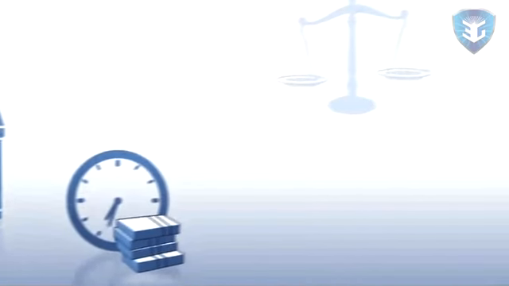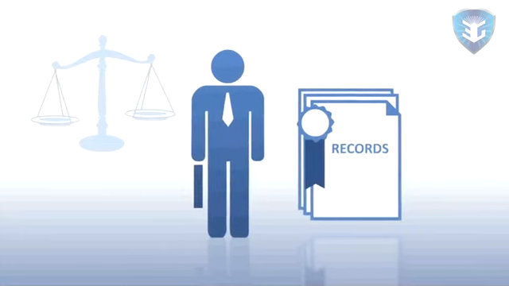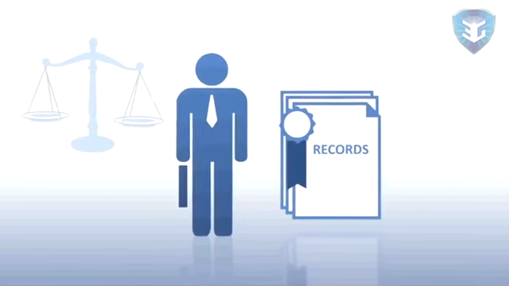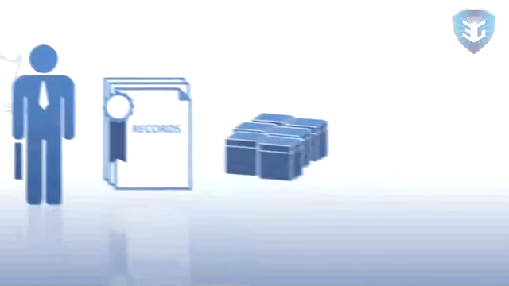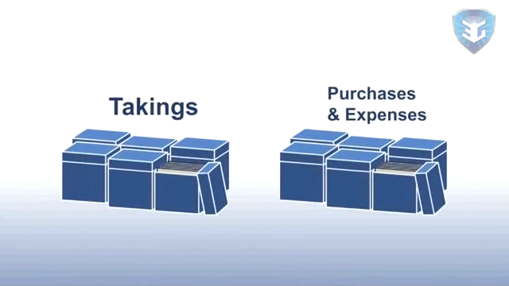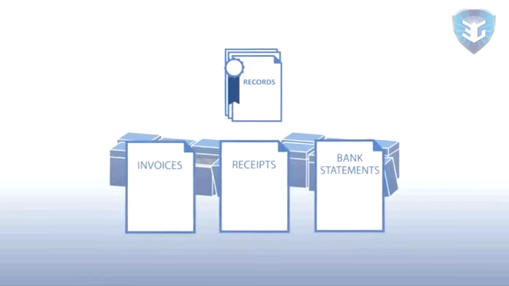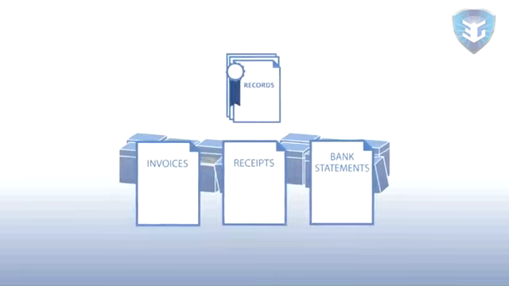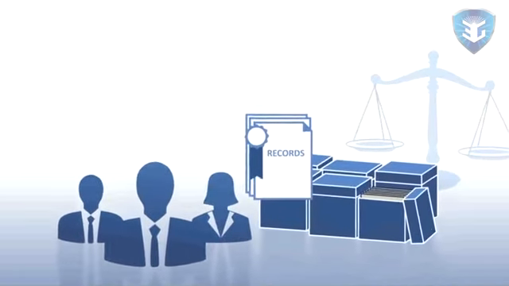Keeping good records is a key part of running a business. A good rule of thumb is to keep all the information that supports the figures on your tax return for at least 6 years. This means you must record your takings and expenses and keep copies of invoices, receipts and bank statements. But you'll find that doing more than the minimum required by law makes good business sense.